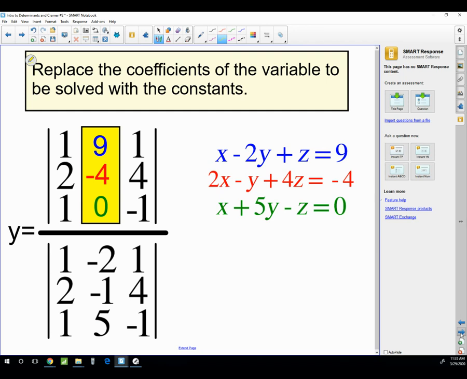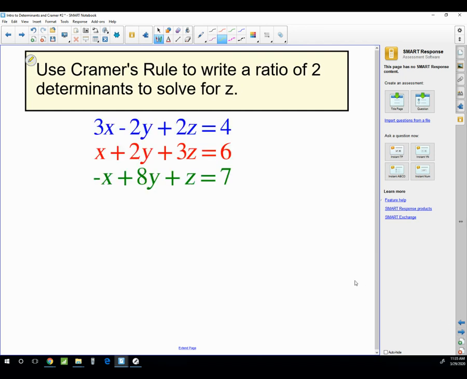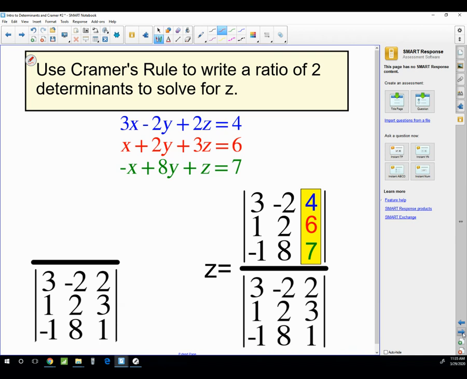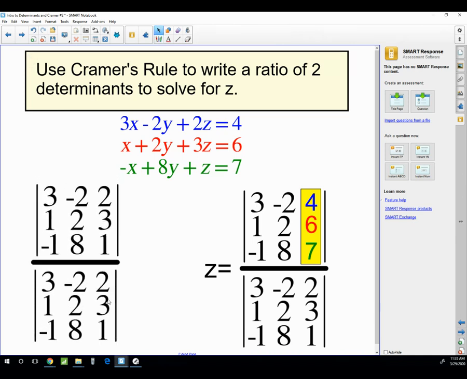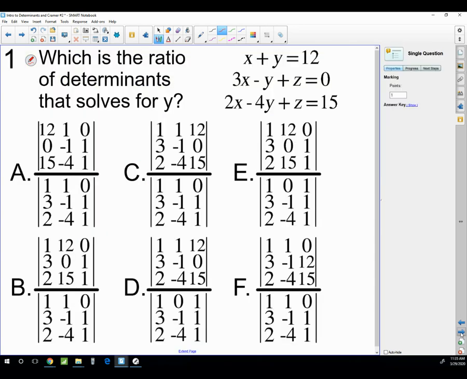You may want to pause the video and see if you can solve this or set this up for z. It would be the same idea: you would take this to the top and you would take out these coefficients and put them in right there. All right, let's move on. You should be able to recognize this answer. You may want to pause the video and see if you can come up with that.